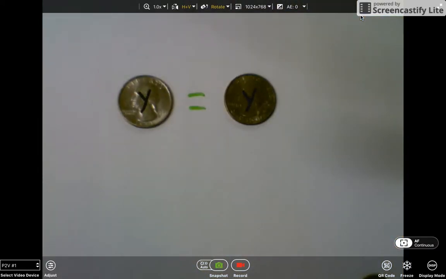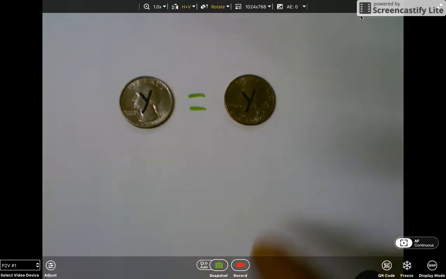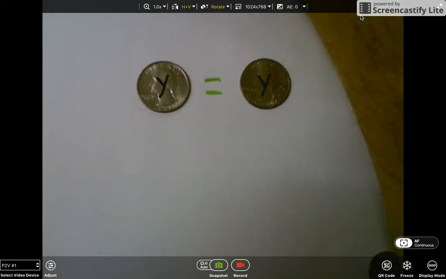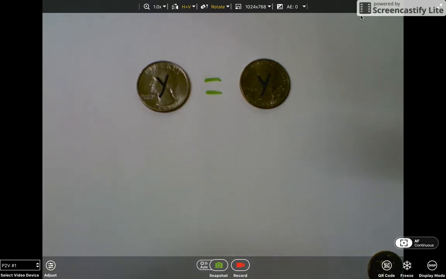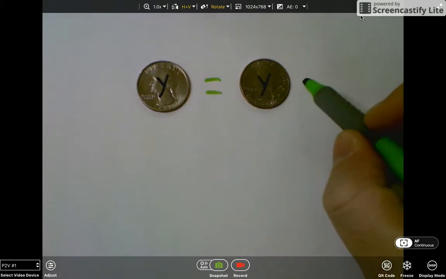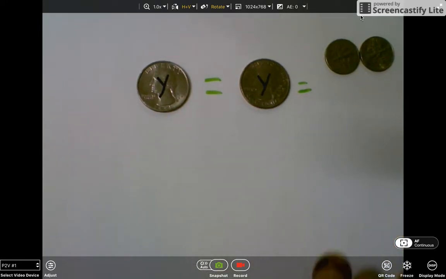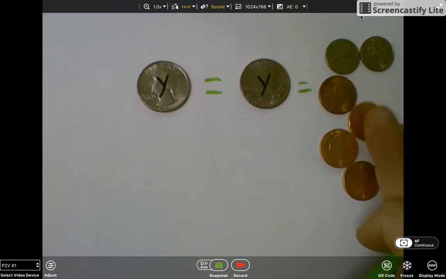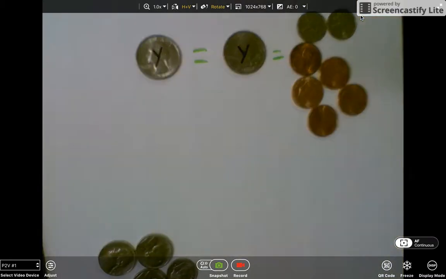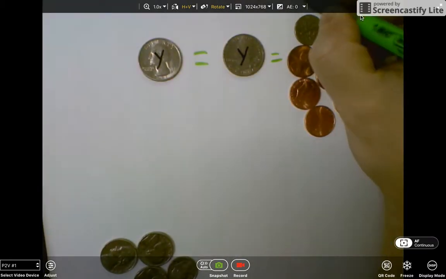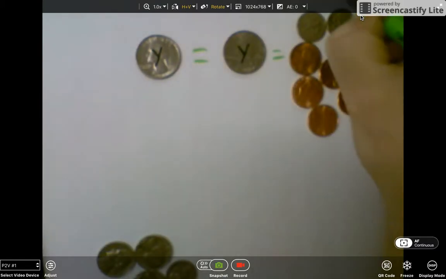But another way to think about it, so quarter equals quarter, meaning y equals y. So another thing that's true then, so if that's the case, now I can branch off from that. Does everyone here agree that another way to make a quarter is 2 dimes and 5 pennies? Raise your hand if you agree with that. Okay, so that means that's 2 dimes plus 5 pennies.